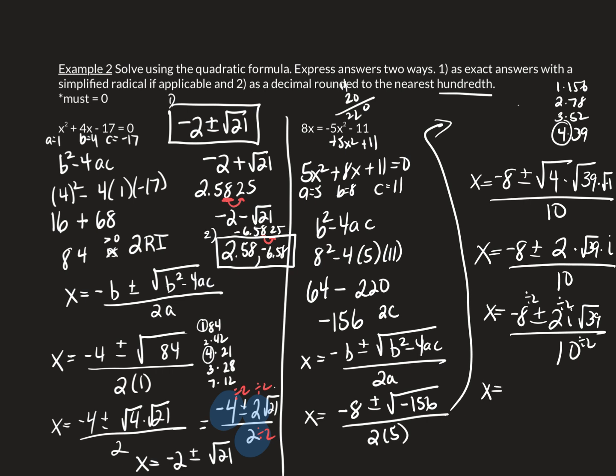So I'm going to divide them by 2. So x will equal negative 4 plus or minus 2i square root of 39. Oops, I goofed that up. 2 divided by 2 is 1. So 1i square root of 39 all over 5. And this is my final answer. When you have an i, you cannot put it into a decimal form. So I am going to just stop there and say that is my answer: negative 4 plus or minus i times the square root of 39 all over 5.